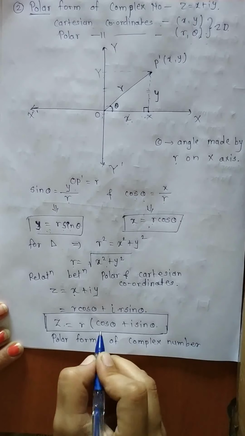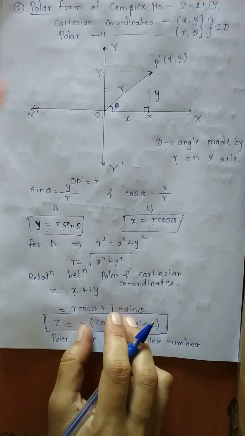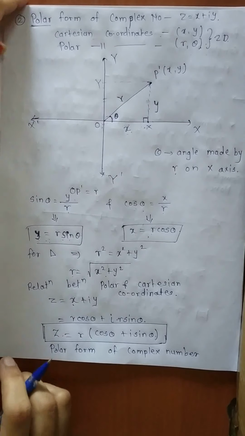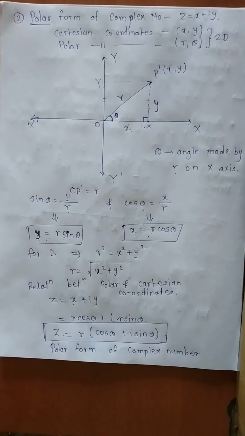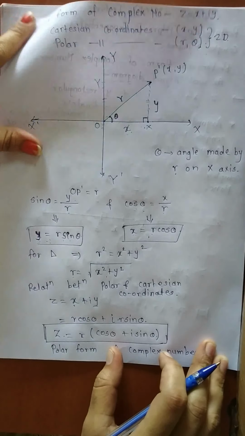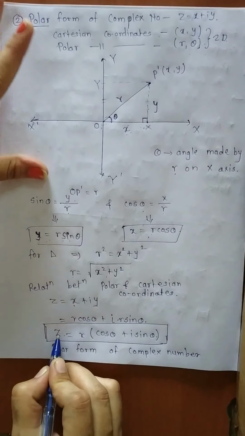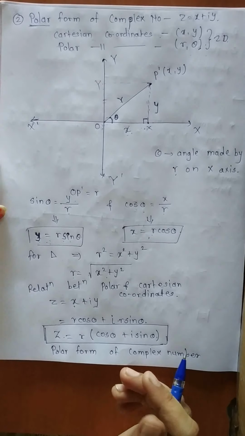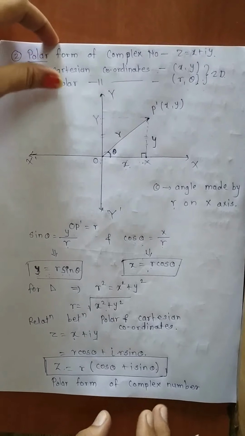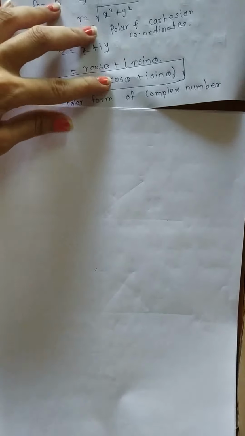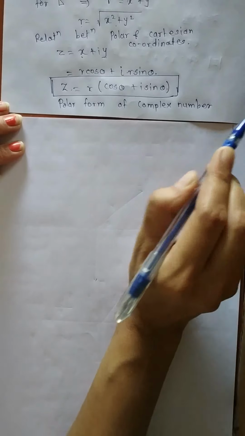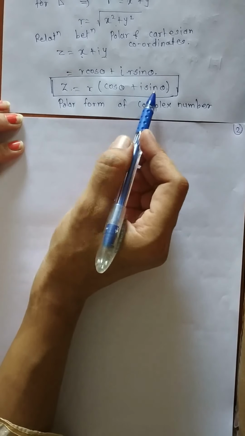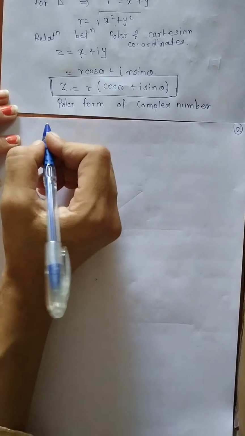Here the values of r and theta are both real, and z is expressed in the form of r and theta, that is, the polar coordinate system. Now suppose we have to find mod z, the magnitude of z. So we will require the complex conjugate of z. To calculate the complex conjugate of z, we will require z as well. So z is r(cos theta plus i sin theta).